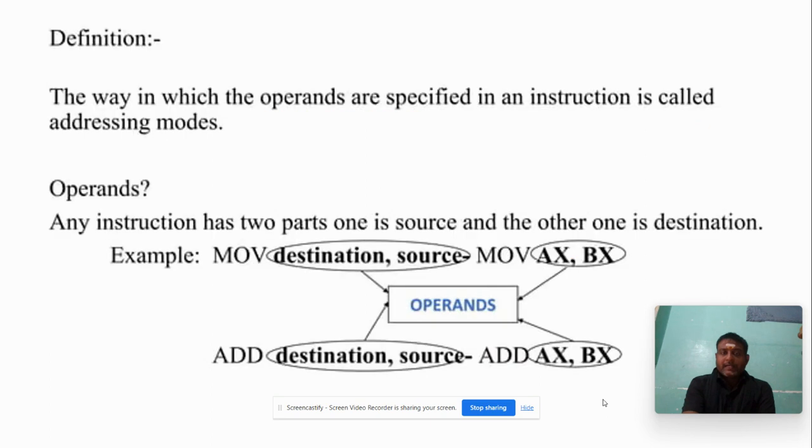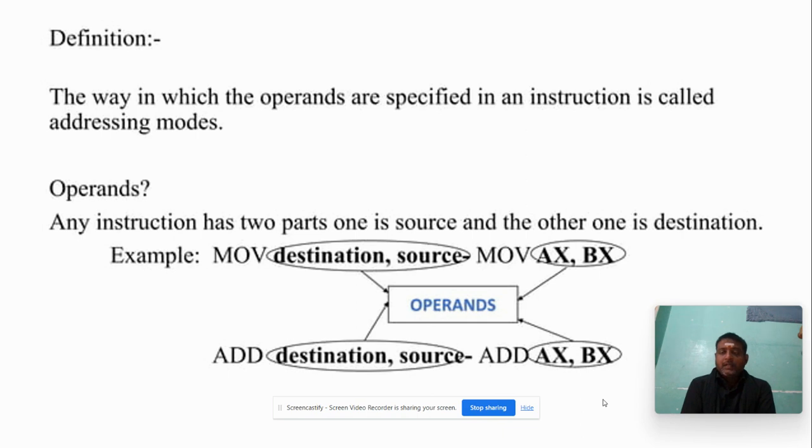Next, we go for addressing. First, we have to know the definition of addressing. The way of representing the data in an instruction is called addressing modes. This is the basic definition of addressing modes. Another definition: the way in which the operands are specified in an instruction is called addressing modes.